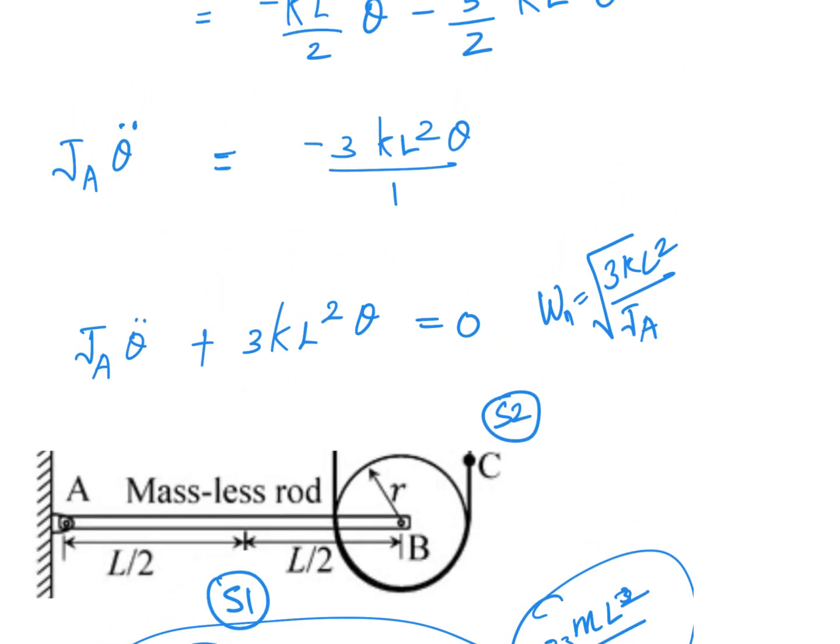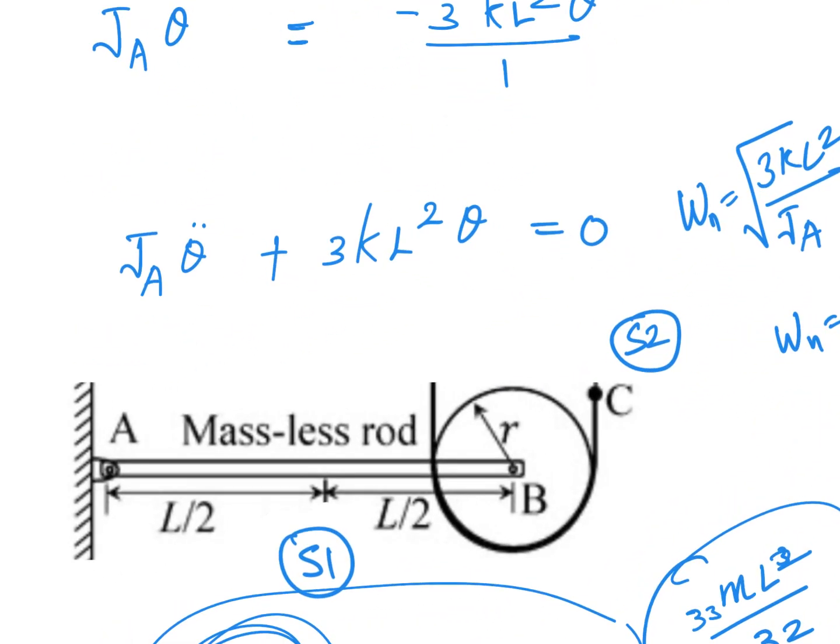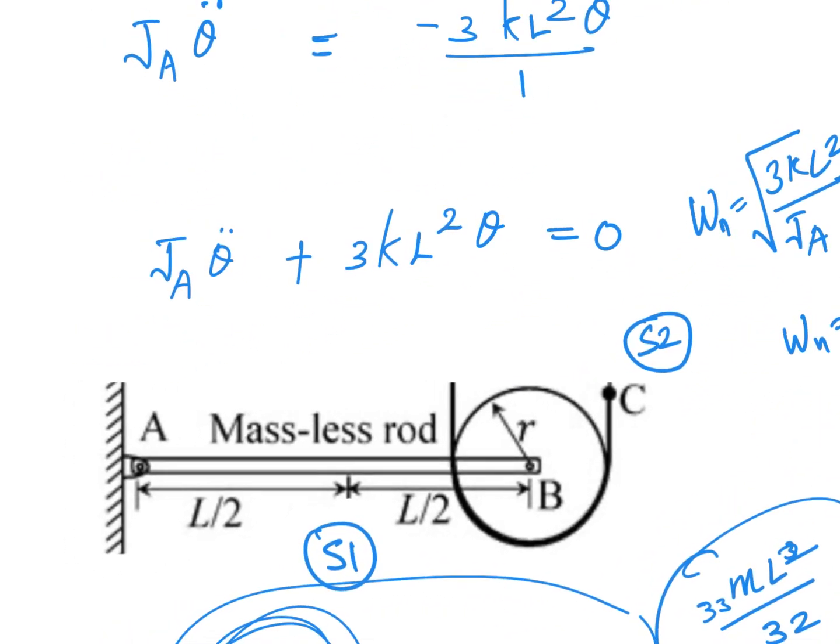Once we plug in that value over here, then we will get omega n is equal to root of 3kL square divided by Ja, which will be simply, there is no 3, there is ml square, which gives us natural frequency is root 3k by m. Make sense? So there are a couple of things you need to keep in mind while solving this kind of problems. First, isolate a system. The system may be comprising of a rod and a disk, as shown in this example.